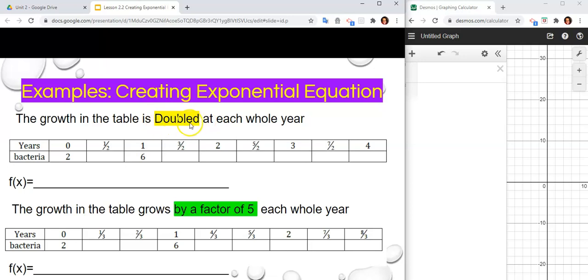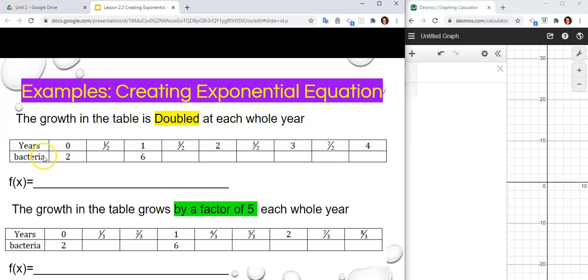Well, do you think this double would represent our starting amount? Or do you think that's going to represent the factor by which we're increasing? That's right. If you said increasing, you were absolutely right. Now, if I look here at the table, let me help you to understand what this table is saying.